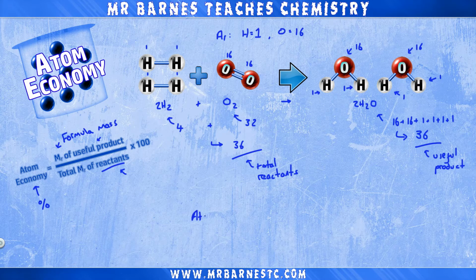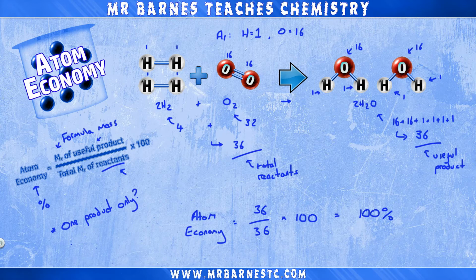Now, to work out the atom economy then, we take the formula mass of the useful products, which was 36, divide it by the total mass of reactants, which was also 36, which when I multiply by 100, gives me an atom economy of 100%. And that is always the case when you only have one product. Atom economy will always be 100%.